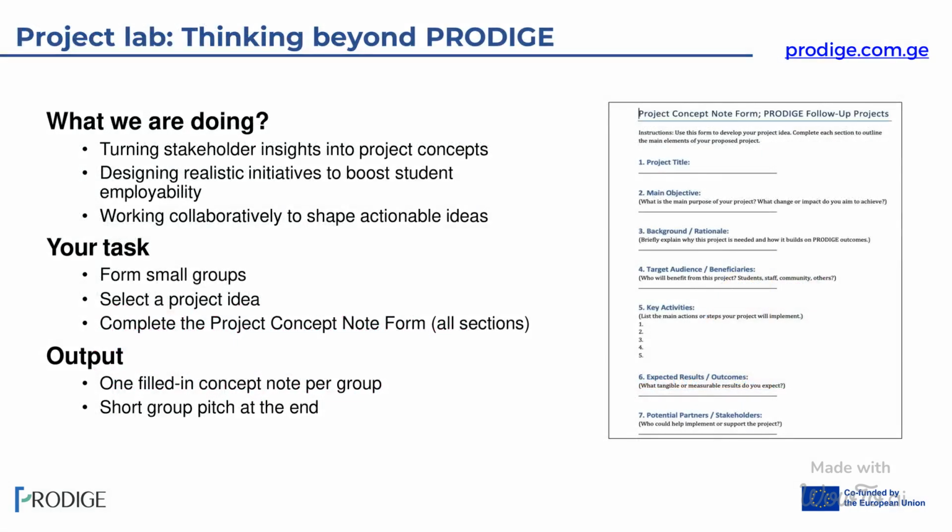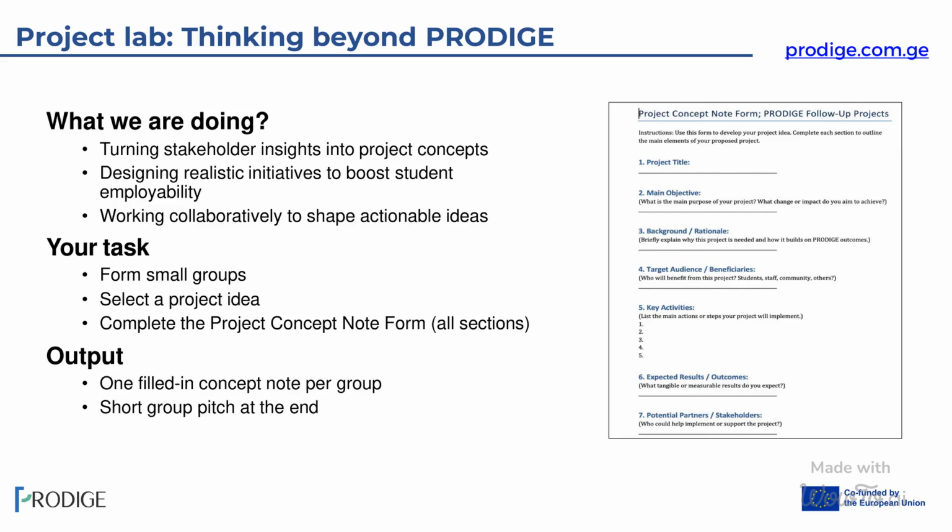Once you've completed the stakeholder mapping exercise, the next step is to broaden these insights into concrete project ideas, because cooperations also have big impact when it comes to developing student skills important for better employability. This moves beyond the PRODIGE project itself and focuses on how your stakeholder analysis can inform initiatives that actively enhance student employability. By understanding who your key actors are, their contributions, and how best to engage them, you can design realistic and actionable projects that leverage these partnerships effectively.